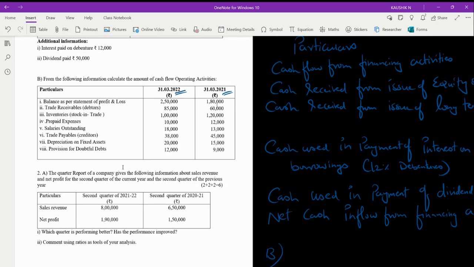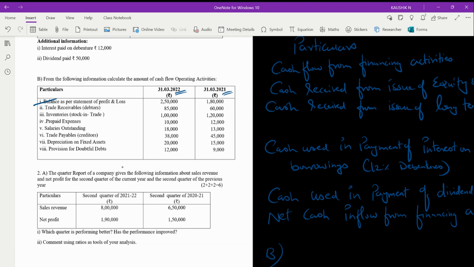There is something called balance as per the statement of profit and loss. Current year is 2 lakh 50, previous year is 1 lakh 80. The difference between these two will be your net profit for the year. Then you have to add items like depreciation, the value of depreciation of fixed assets over here. First let me calculate this balance. You find the difference between these two values, and that will be rupees 70,000.